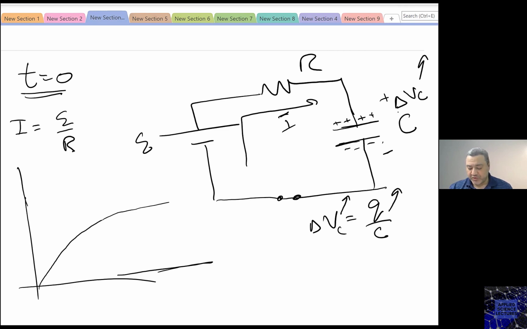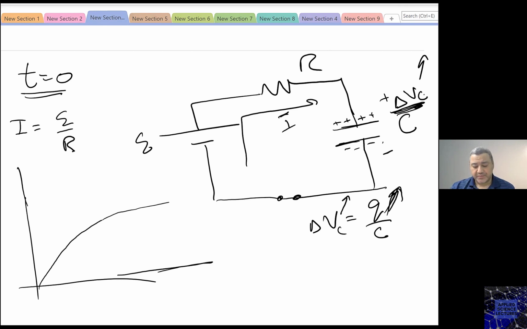This one starts to increase, delta VC starts to increase. Why? Because charges started to build up inside this capacitor, then delta VC starts to increase. Is this delta VC going to increase forever? No. There is a cap. What's that cap? I'll tell you what this cap is.